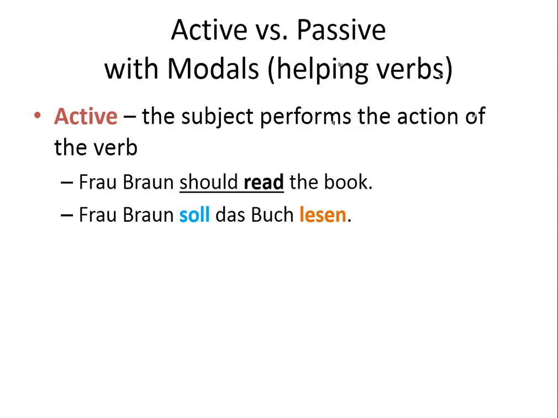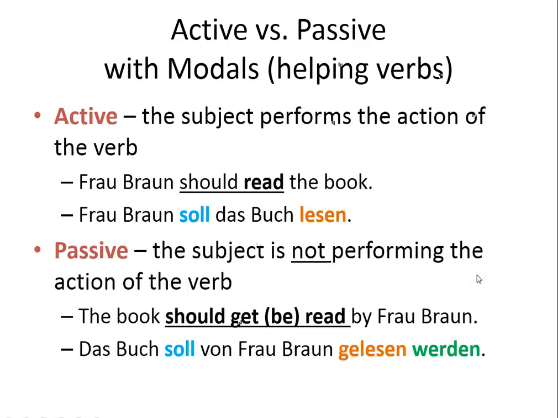Should read is a verb phrase, meaning it has a main verb, to read, and a helping verb, should. In German that translates to Frau Braun soll das Buch lesen. So the helping verb or modal is conjugated, that auxiliary verb, and then the infinitive of the main verb is moved to the end. This is what we'll see happen in passive voice when we have helping verbs.